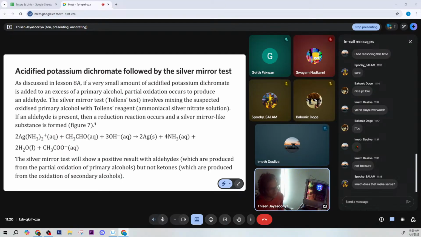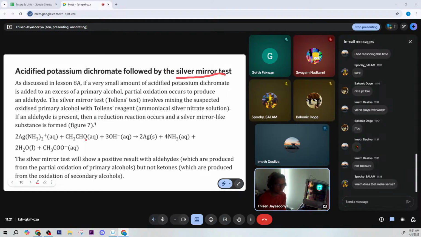So we have Tollens' test, yeah? Tollens' test is specifically to determine if we have a primary or a secondary alcohol. The first thing that we do in the Tollens' test is the acidified dichromate test, and that determines if we have a primary or secondary alcohol. However, we follow it up with the silver mirror test.